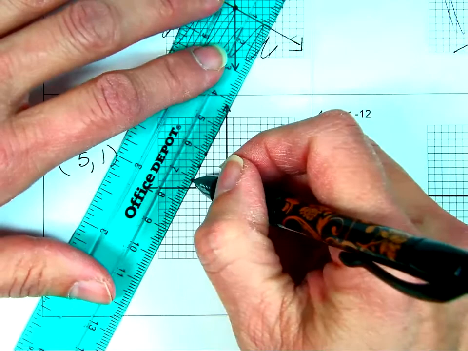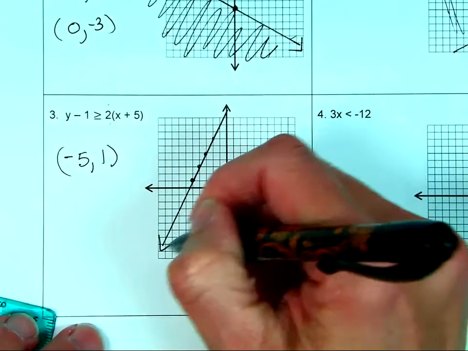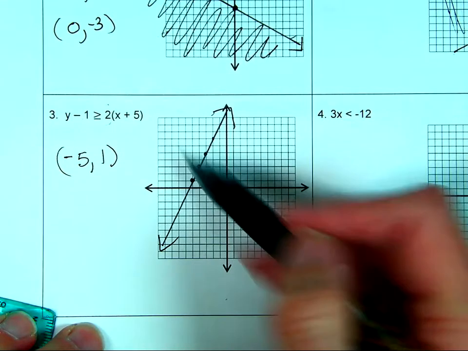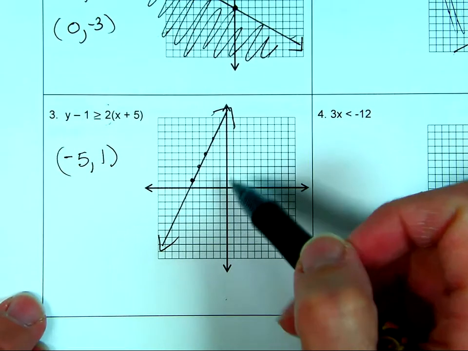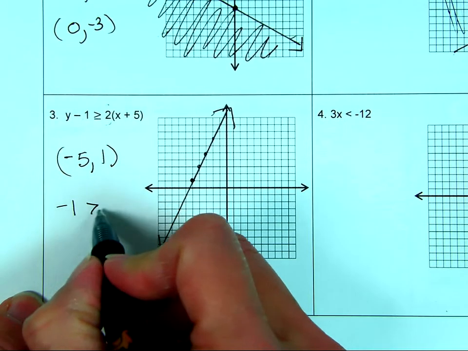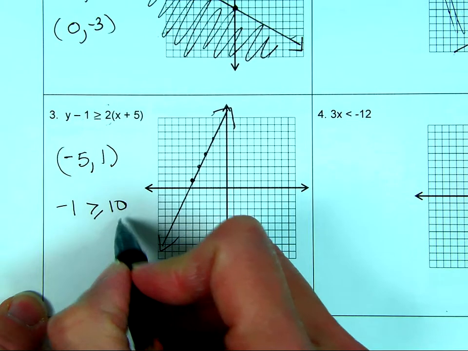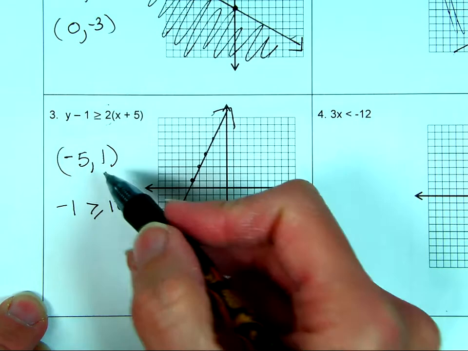So we graph it. And then I always like to test, but it says greater than, so I'm assuming it's this way. So let's test 0, 0. If it was 0, 0 that I entered in, I would get negative 1 is bigger than 10. It's not. That's why we shade above.